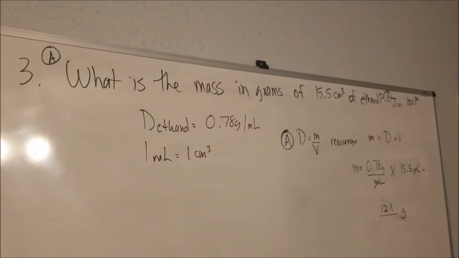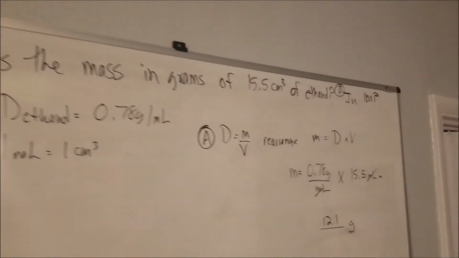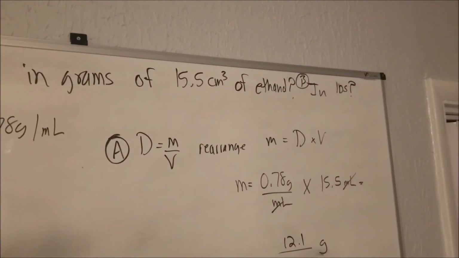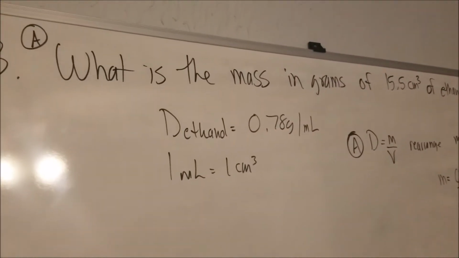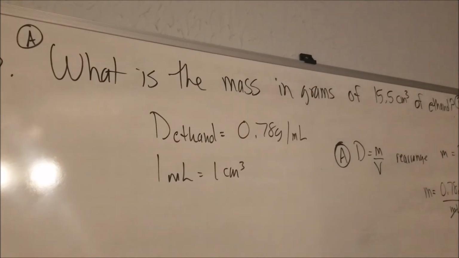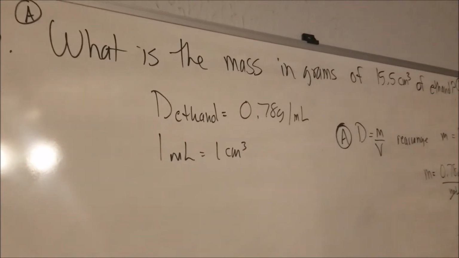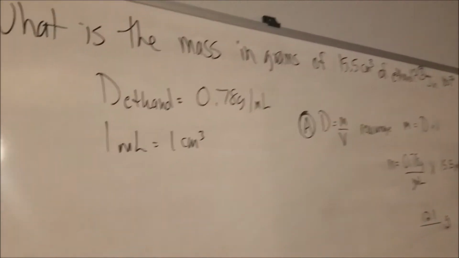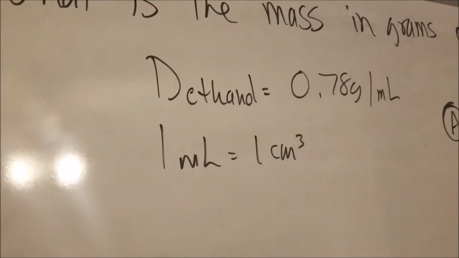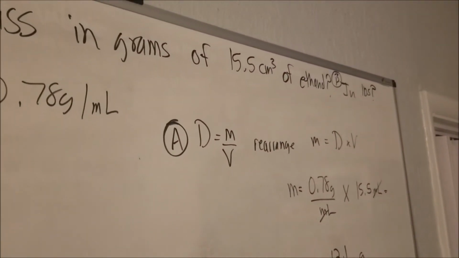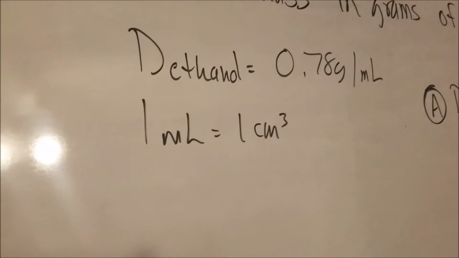Okay, folks, for number 3, what is the mass in grams of 15.5 cubic centimeters, cm3, of ethanol? And then what is the mass in pounds? So first in the problem, the density of ethanol is given, 0.78 grams per milliliter. Now, one thing you should know, and I'm going to repeat this many times throughout the course, is this right here. 1 milliliter is the same as 1 cubic centimeter. So we can just cross off cubic centimeters and use milliliters.